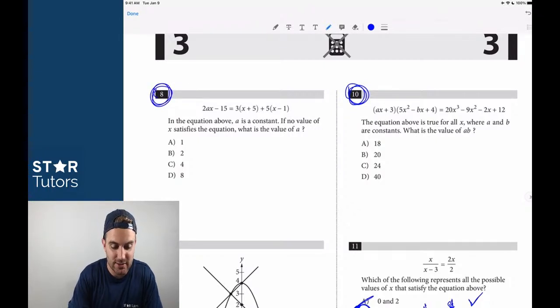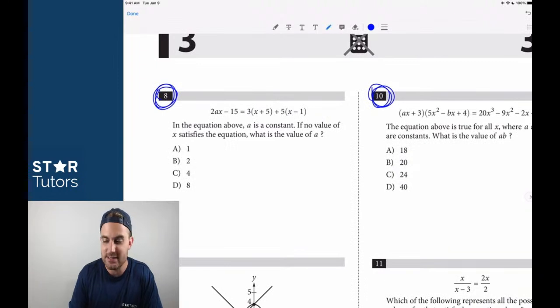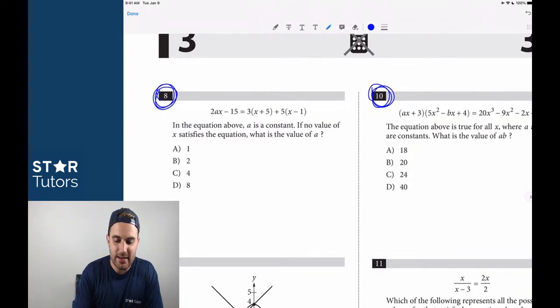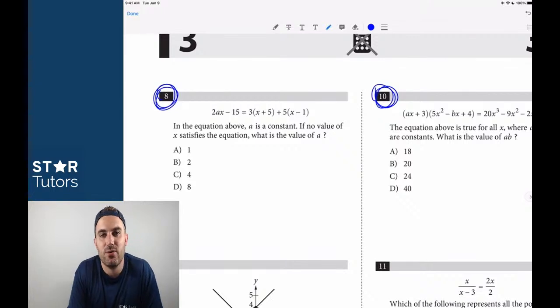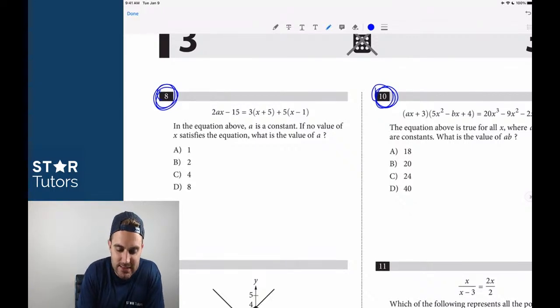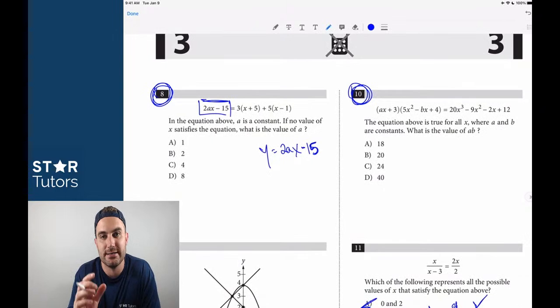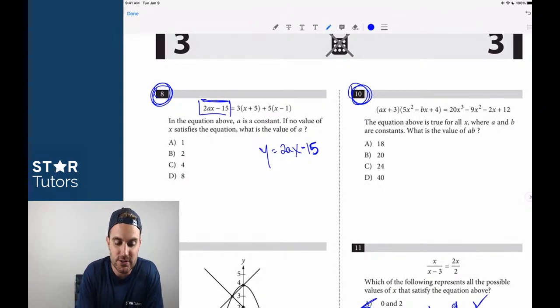Actually, 8 is a linear equations problem. Yes, this is a linear equations problem, right, guys? 10 is not because we have squared, but this is a linear equations problem. If I line this up, y is equal to 2ax minus 15. Does everybody see that that's y equals mx plus b on this side of the equation? And this deals with 2 really important concepts, so I'm glad that this is linear equations.